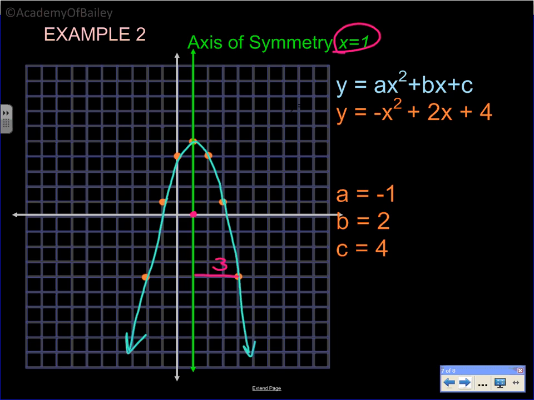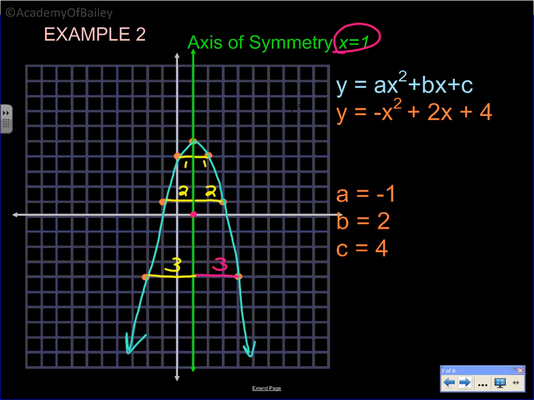And remember, it creates a mirror image. That point is 3 away. This point here is also 3 blocks away. This is 2 blocks away, and this point is 2 blocks away. And 1 block away, and 1 block away. So the axis of symmetry creates a mirror image on both sides. This is an important concept because when we go to graph, we're going to use it to save you a little bit of time.